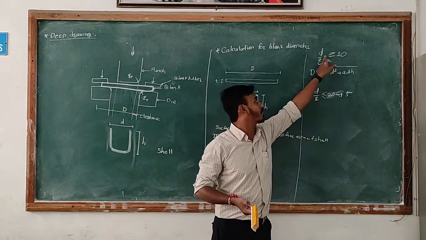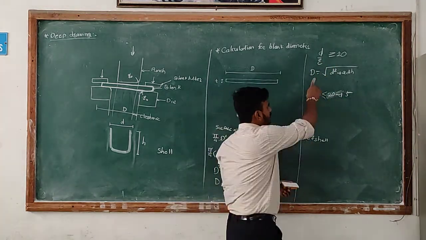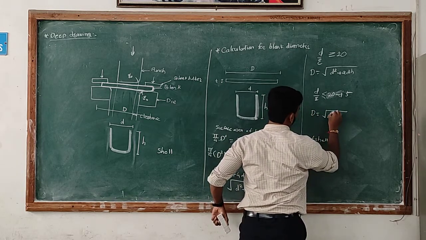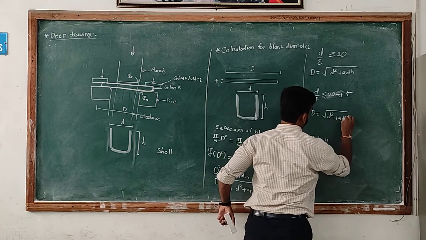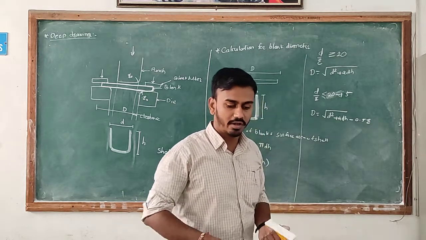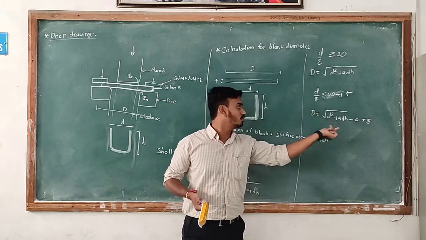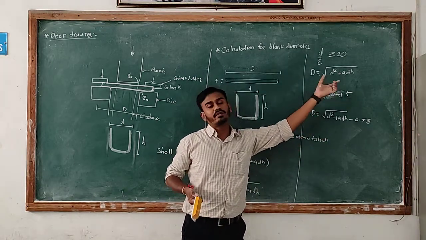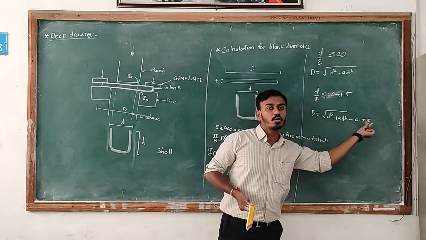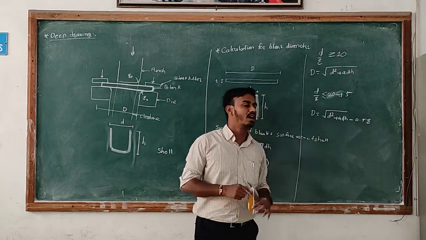If we take the ratio of D by R and it is between 20 to 50, then we have to change this formula, and this formula becomes capital D is equal to square root of small d square plus 4dh, minus 0.5 into small r. This formula is used when D by R is between 20 to 50. Here remember that this 0.5 into R is outside the square root. This term is inside the square root and this is outside the square root.